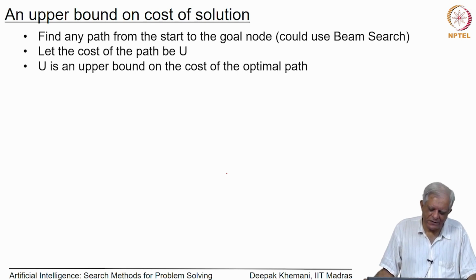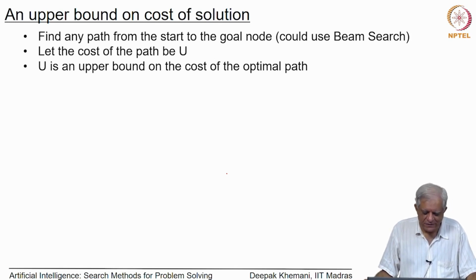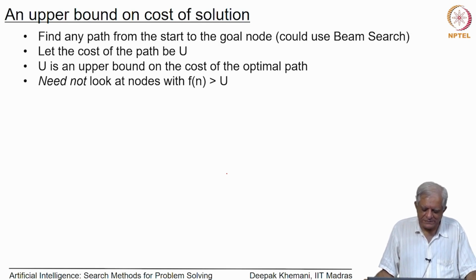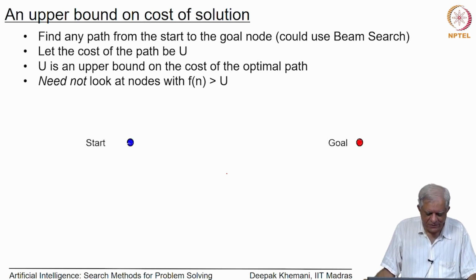And if you know an upper bound, and if the f value, which is an underestimate, is more than the upper bound, then definitely you do not want to look at that node. So, we need not look at nodes with f value greater than u, because f values are themselves, as we said, underestimates. So, this is what the picture looks like.